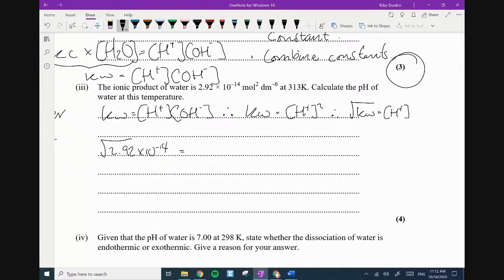Okay, square root of 2.92 exponential minus 14 gives me 1.71 times 10 to the minus 7. Minus log answer. I'm just going to get rid of that on my calculator because I can't keep it. Minus log of 1.71 exponential minus 7, and I get a pH of 6.77. And there's my answer. Winner. Nailed it. 6.78. Thanks, Donna.